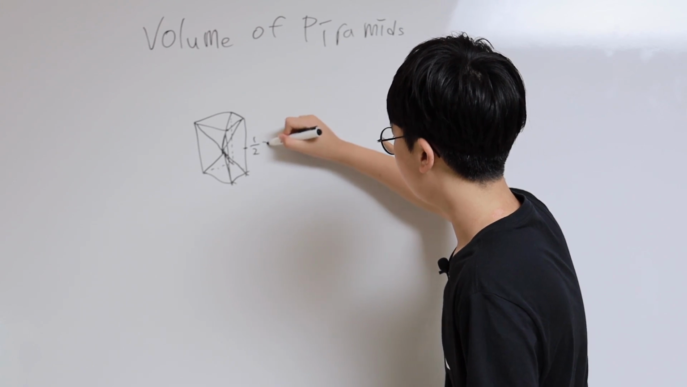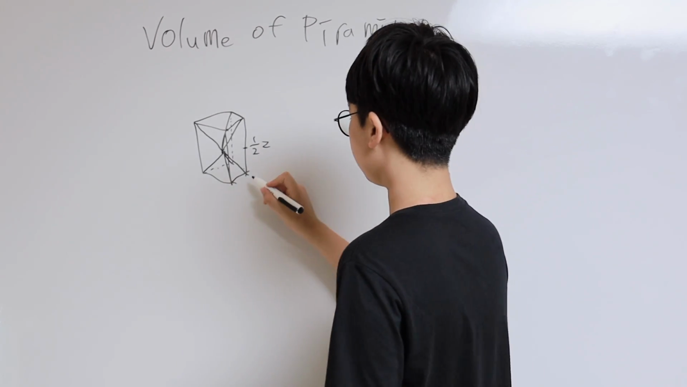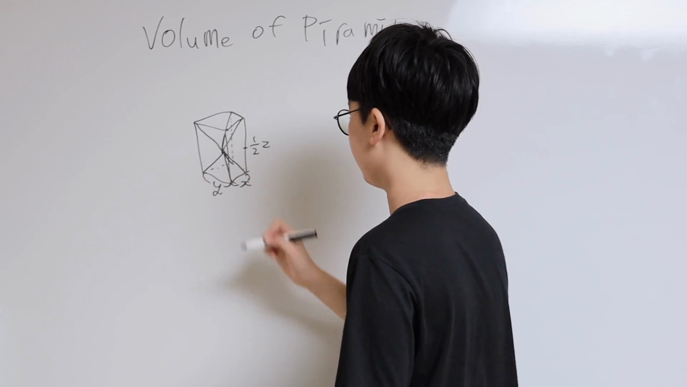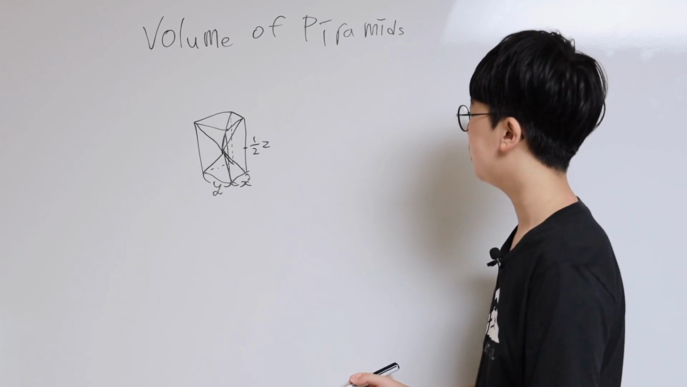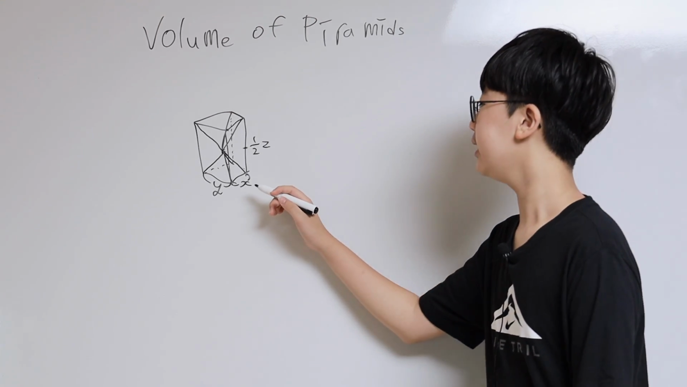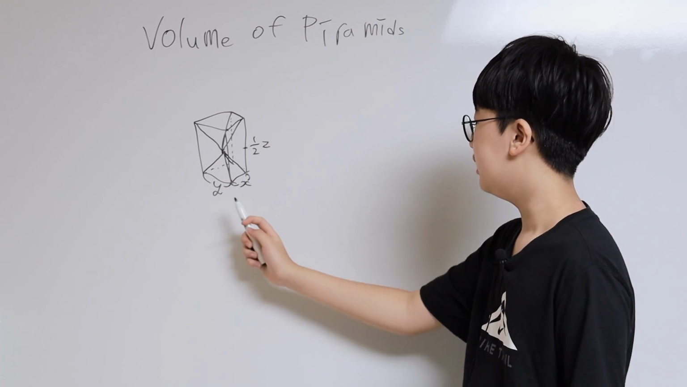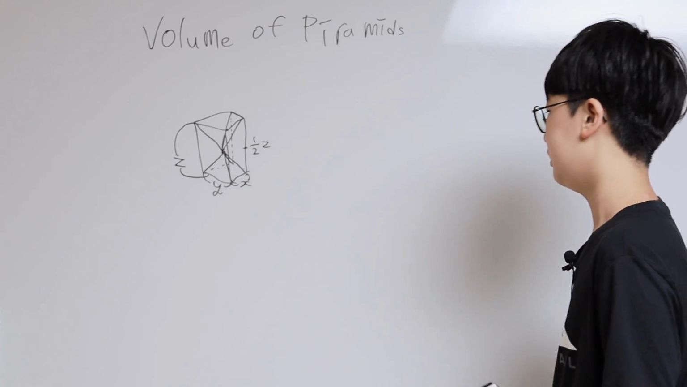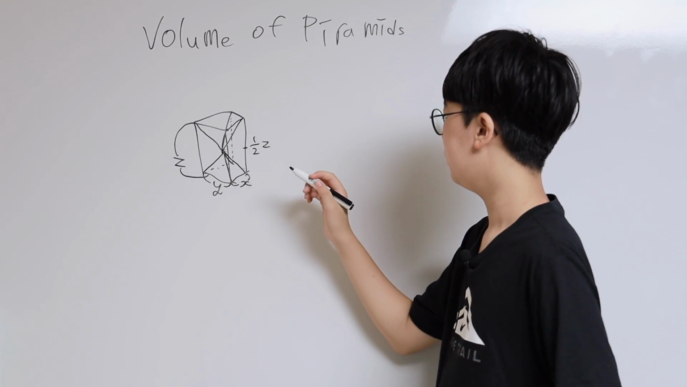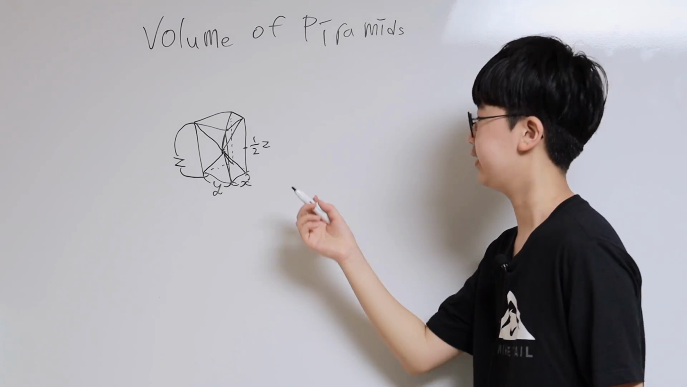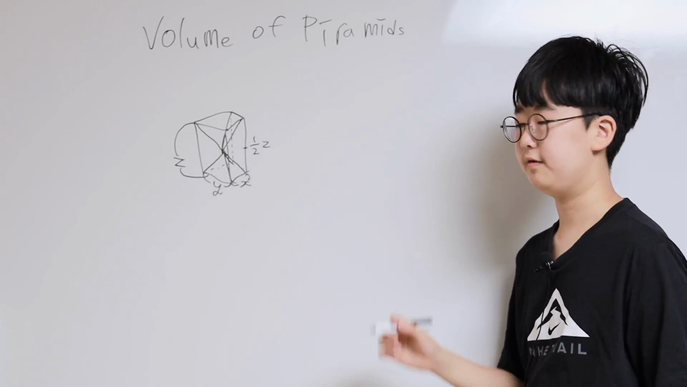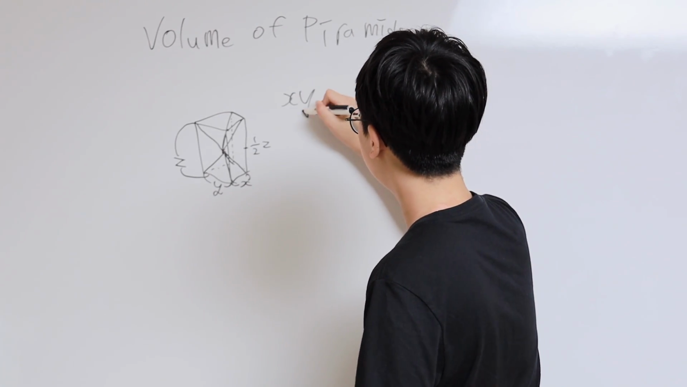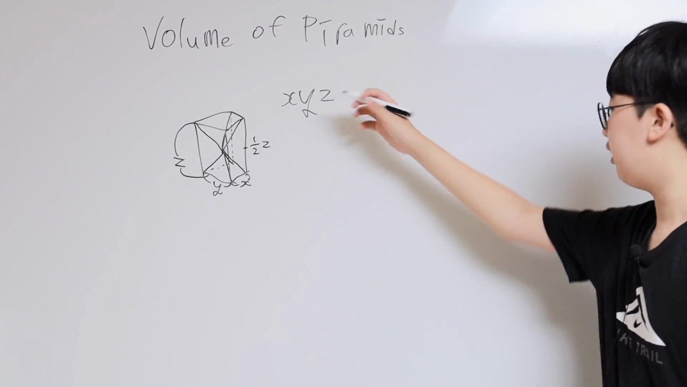Here we are going to call it Z, and this is going to be X, and this is going to be Y. And so firstly, of course the height is Z. Firstly, the volume of the rectangle cube thingy is X, Y, Z, all multiplied.